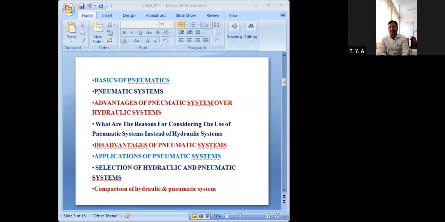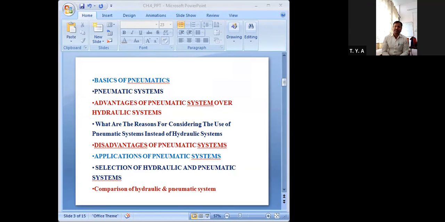Then the third reason is that, unlike the hydraulic system, the pneumatic system can exhaust its fluid. Fluid means what? Your fluid medium is air, so you can exhaust it to the atmosphere after the completion of its assigned work. This reduces the requirement of special design for the reservoir and leak proof system, which is eliminated in this pneumatic system, because we know that in the hydraulic system it is required.